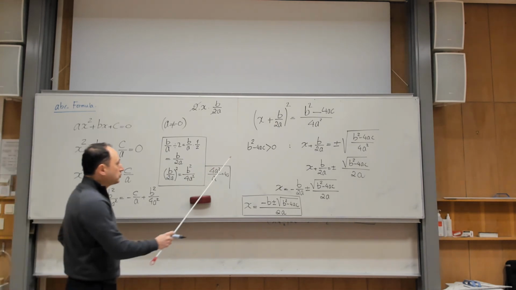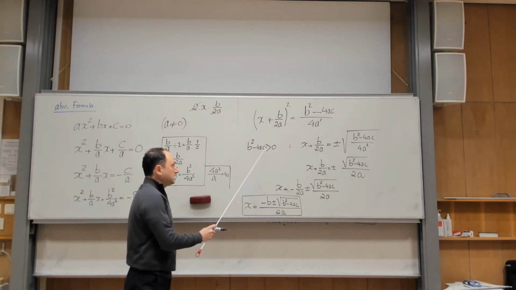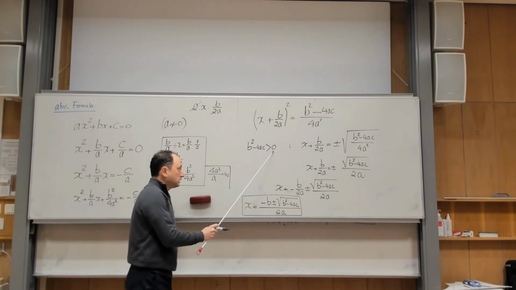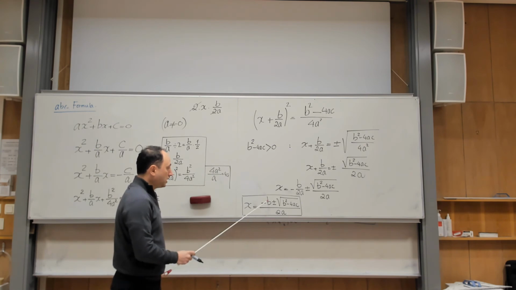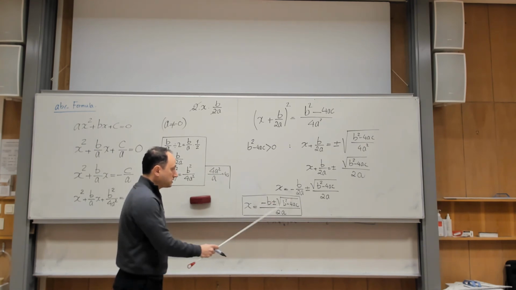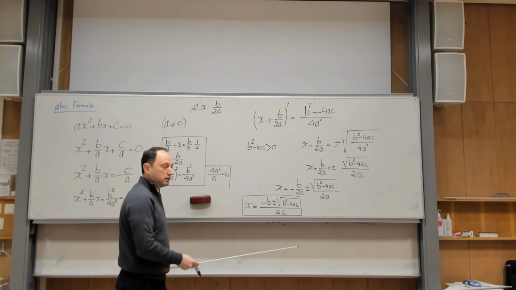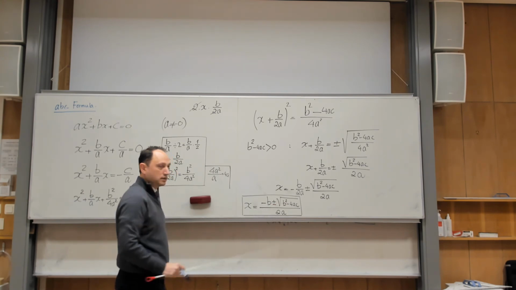So if b squared minus 4ac is 0, sorry, is greater than 0, then definitely I will get two answers. One answer is this with the positive sign. Another answer is the same more or less with negative sign.